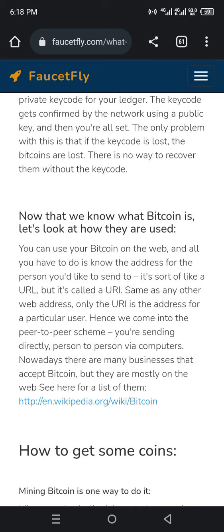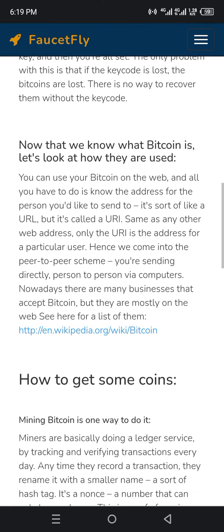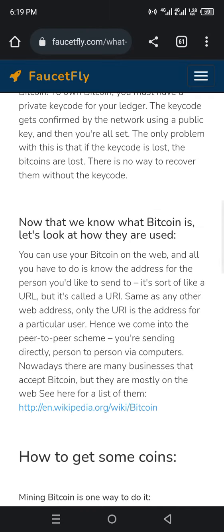I want to address so many questions being asked of me. So the next question is, is Bitcoin completely anonymous? Well, we can say that from 2009 till 2021, Bitcoin was completely anonymous, but no longer so.